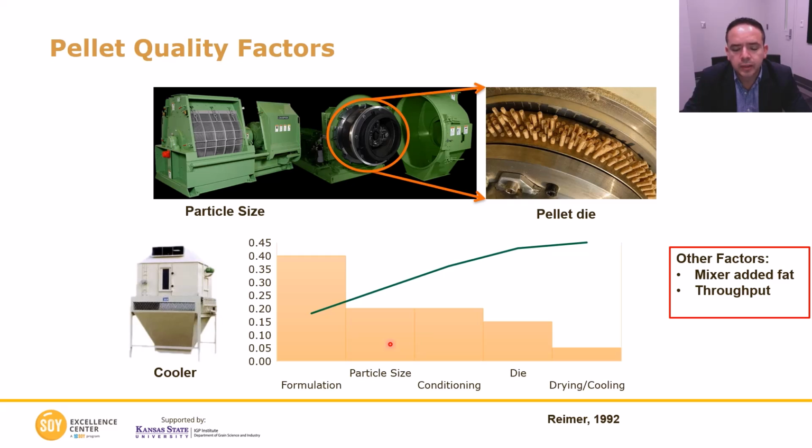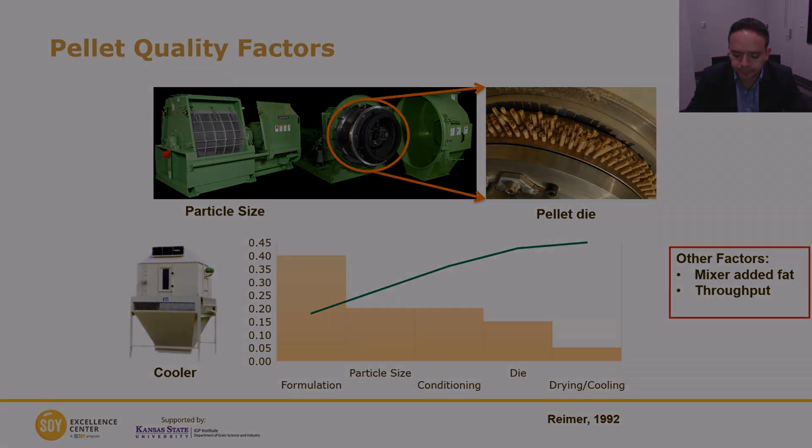For example, the amount of fat that you add in the mixer. If you increase the amount of fat in the mixer more than 1%, that is going to help you with throughput, but it's going to affect your pellet quality. In addition, throughput can also influence pellet quality, because if the throughput is too high, then there is going to be less time for the compression of the feed in the pellet die.